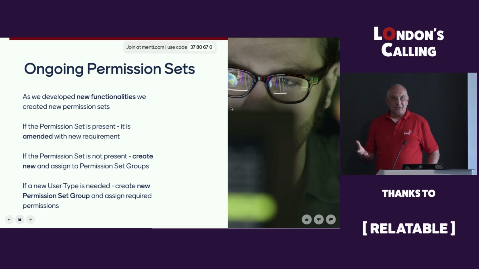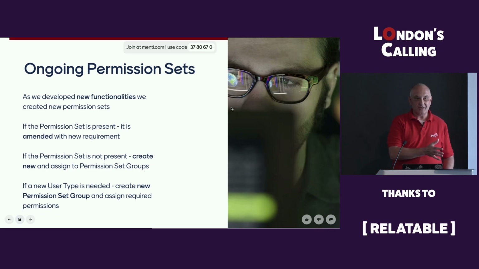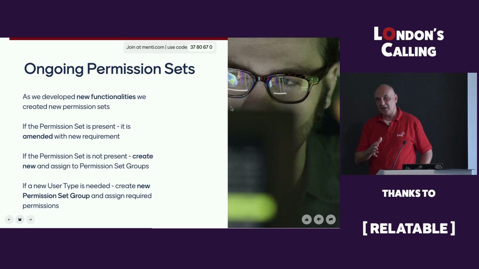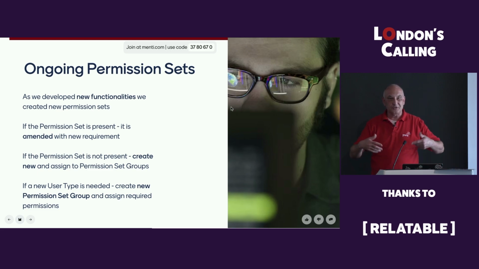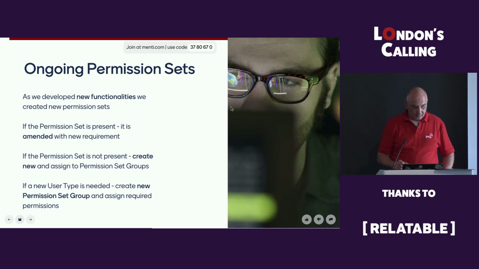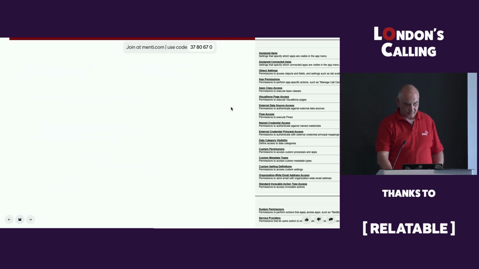When we created new functionality, the first question was, should I rather use an existing permission set and add those permissions to it, or should I create a new permission set? And we obviously knew to which persona it would be added, because it was in the requirement. And if there is a new user type, then we create a new permission set group and assign those new permissions.